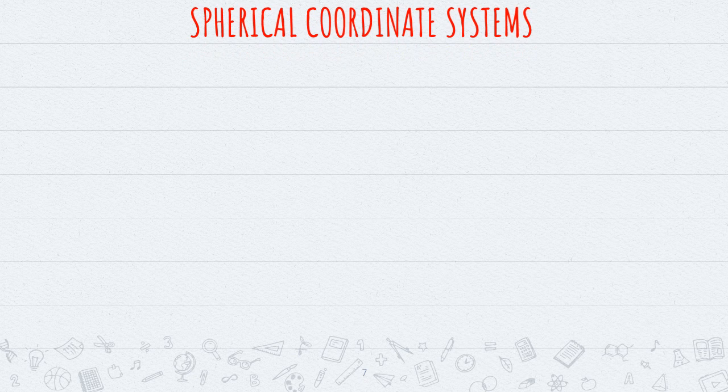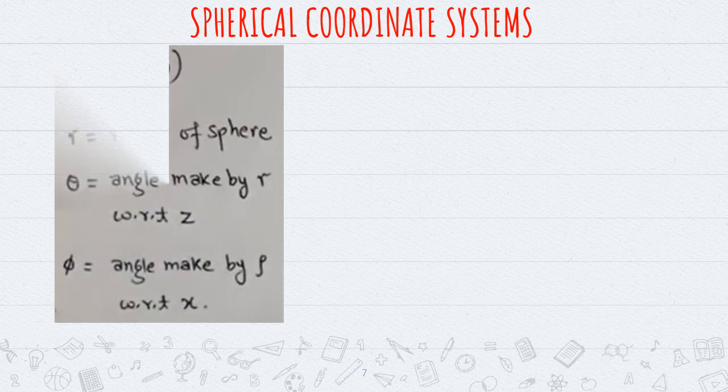Now, in this slide, I'm going to tell you about the unit vectors representation. As I mentioned in the previous slide, r is the radius of the sphere, theta is the angle made by r, and phi is the angle made by the projection. So the coordinates are r, theta and phi.